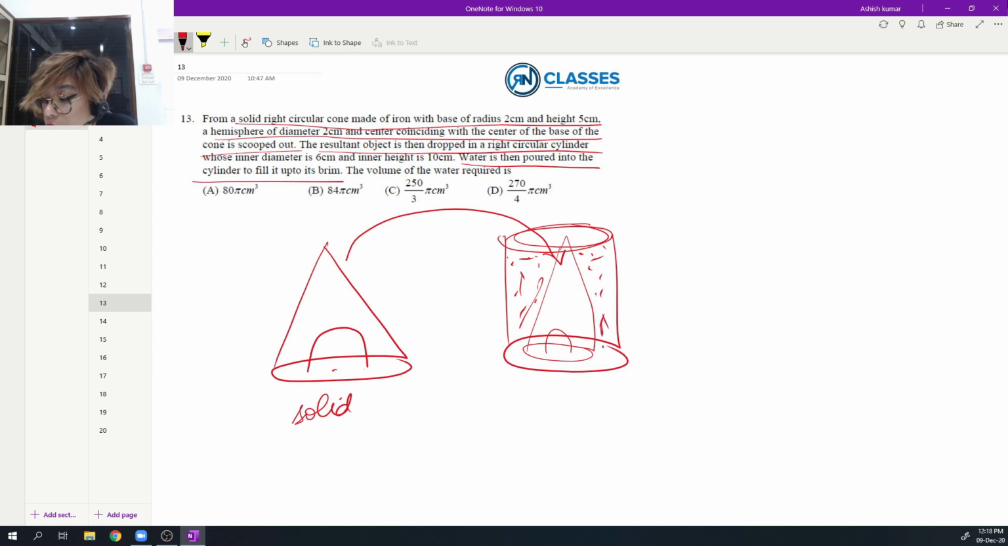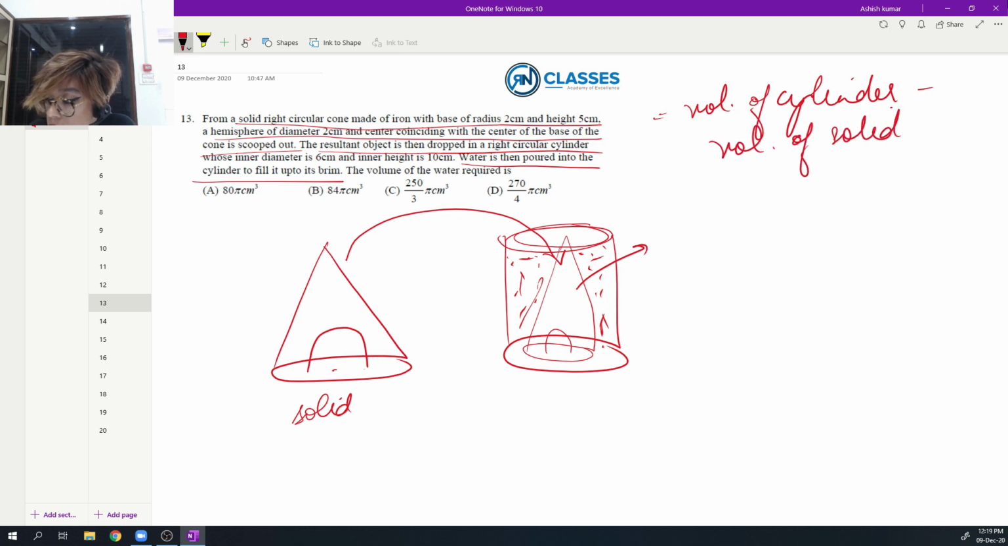Now volume of water will be equal to what? Volume of cylinder minus volume of this solid, minus volume of solid, right? So let's write the volume of cylinder. So pi r squared h, the r of the cylinder, what will it be? 3.